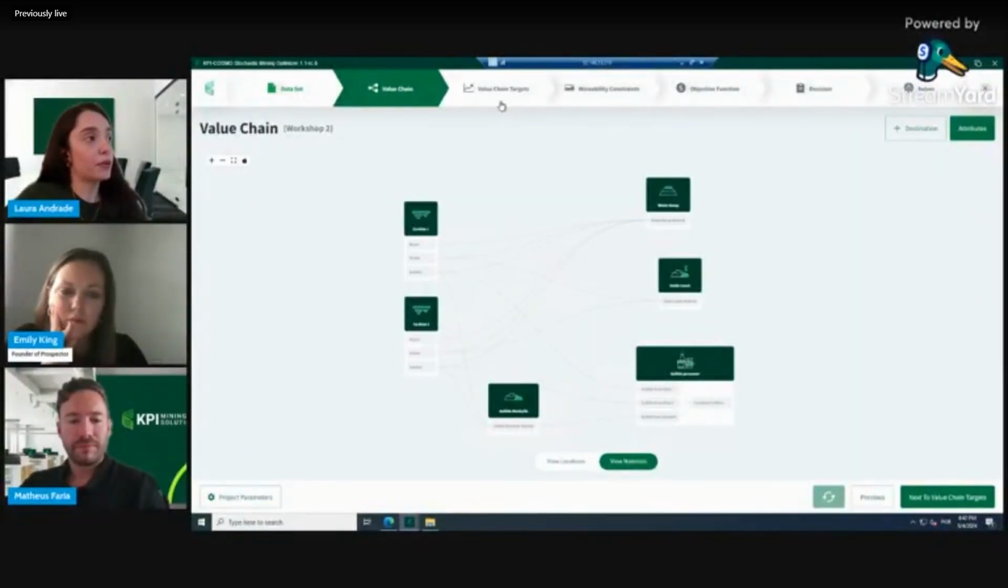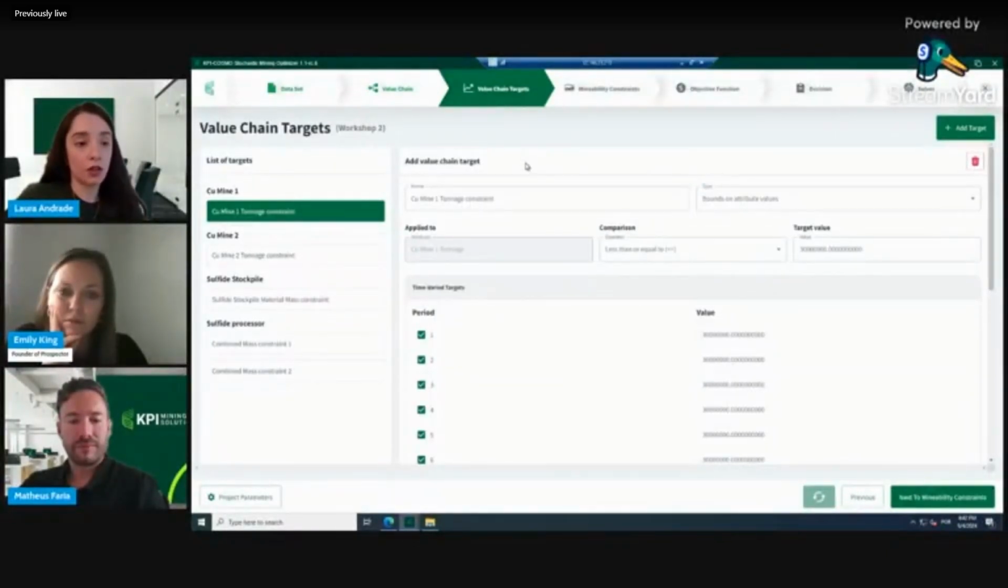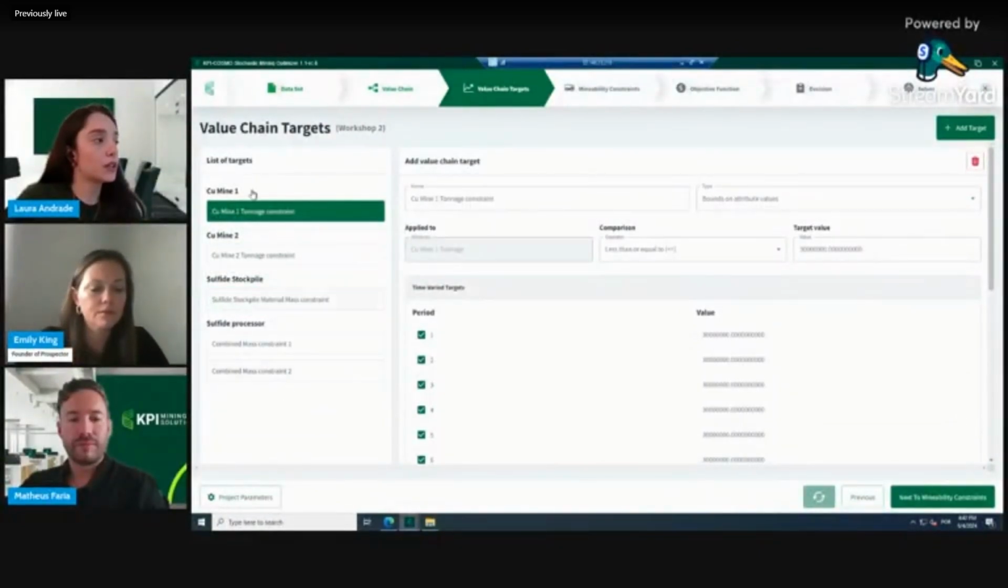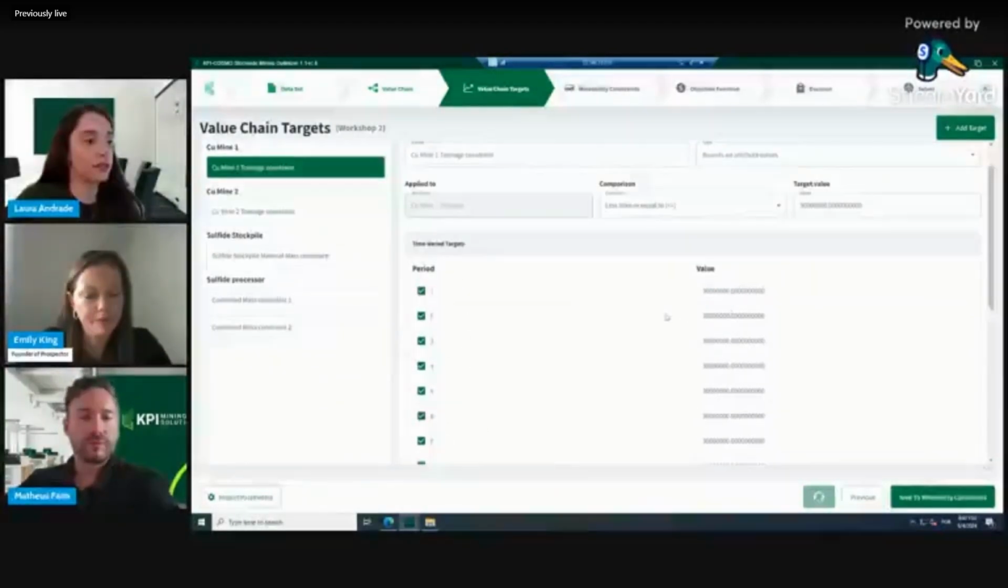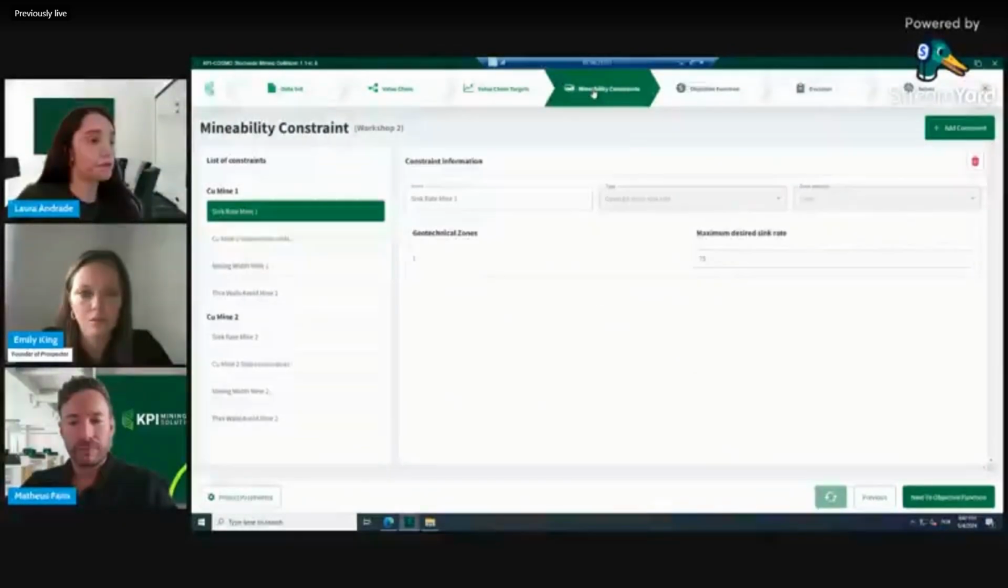The next step will be defining your targets. As in all mining projects, we usually have a mining capacity, the capacity of your processor, and everything that you want to add as a constraint, you're going to add in this tab, and you can customize. It can be variable in each period. You can unselect, select, change these values, and do it in the way you want.